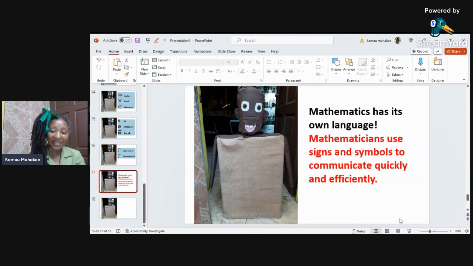So mathematics has its own language. Yes, mathematics has its own language, and it's a beautiful language. Mathematics is a language of logic. Mathematicians use signs and symbols to communicate quickly and efficiently.